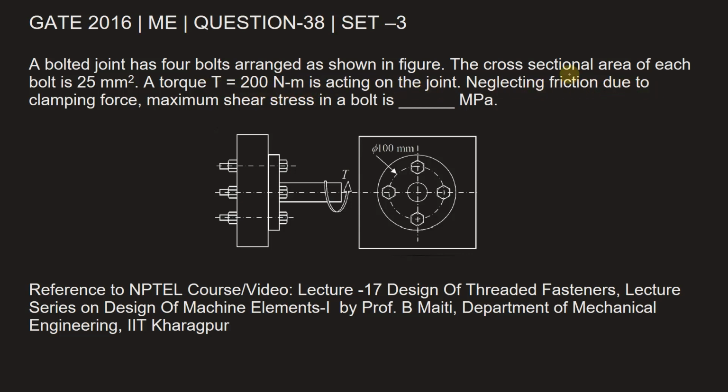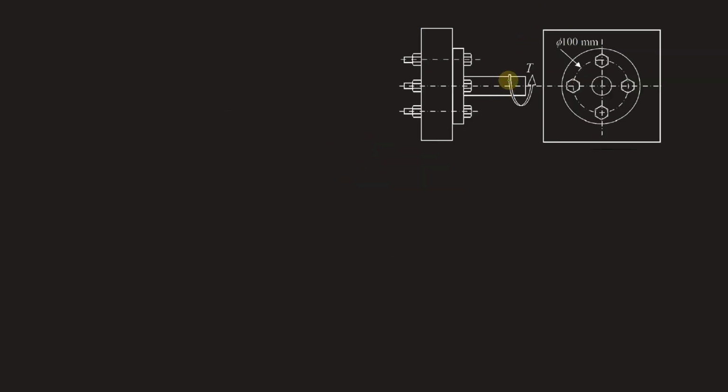Neglecting friction due to clamping force, the maximum shear stress in a bolt is dash megapascal. Let's look at the arrangement of bolt and see how the torque will be distributed. Observing the direction of torque, we see that force on the bolts will be like this. Forces on all 4 bolts, the direction is shown because when looking from this side, these forces should produce an anti-clockwise moment. So that is done. We have the correct direction of the forces.